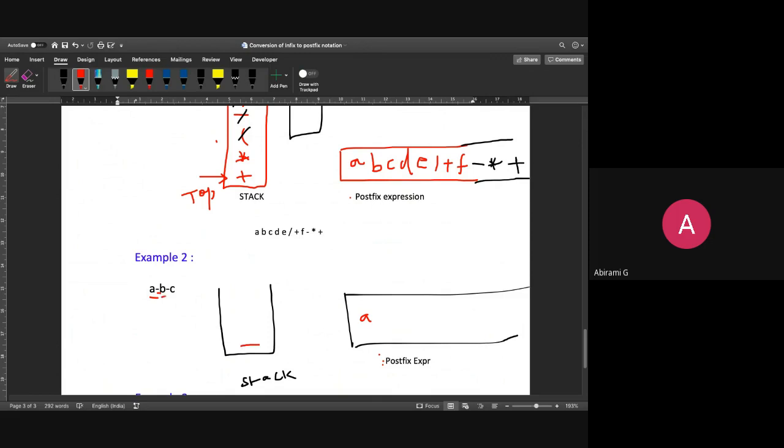The next character is B. B is an operand. Input symbol is an operand, so we can directly place it into the postfix expression. The next input symbol is minus. Minus is an operator, so we have to push it into the stack.